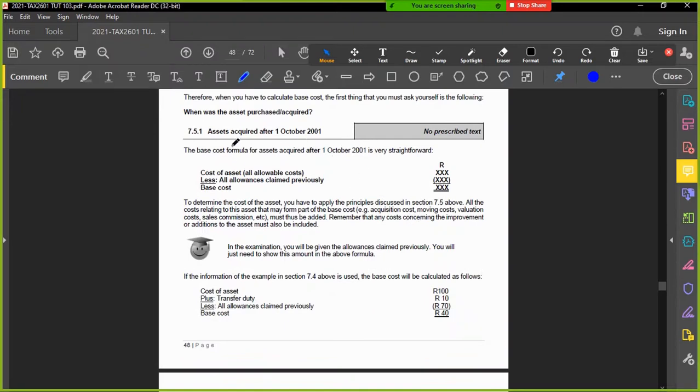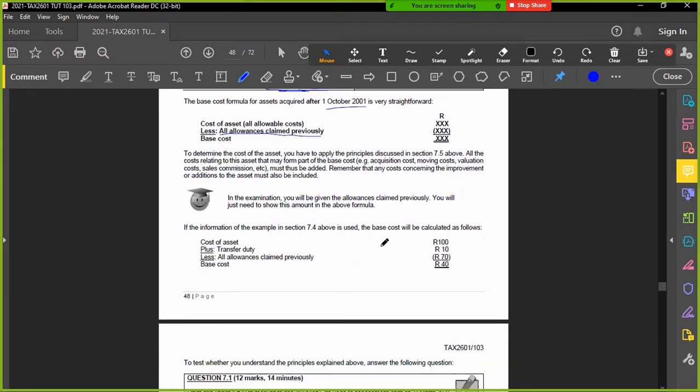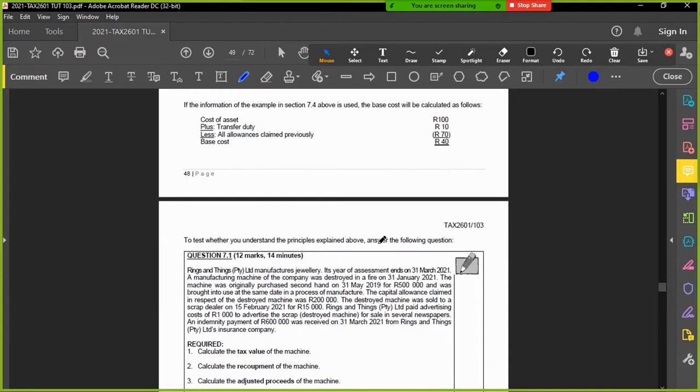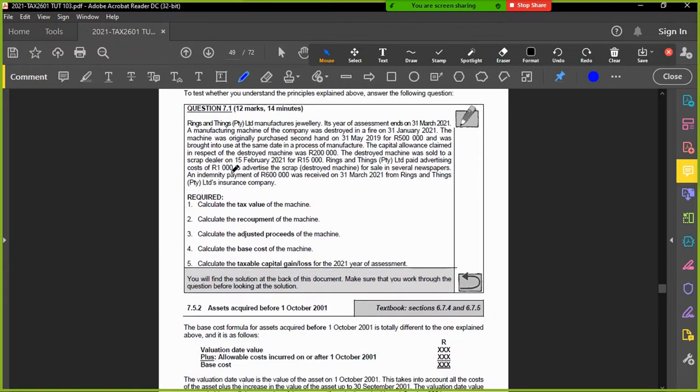Okay, here they're giving you an example. Assets acquired after 1st October 2001. Obviously if it's after, you work out the base cost based on any allowances that were claimed previously. Very straightforward. Cost minus anything that's claimed, basically. What else? Here's an example. You've got Rings and Things. They manufacture jewelry. Year of assessment 31st March. They manufacture a machine and the company was destroyed in a fire.